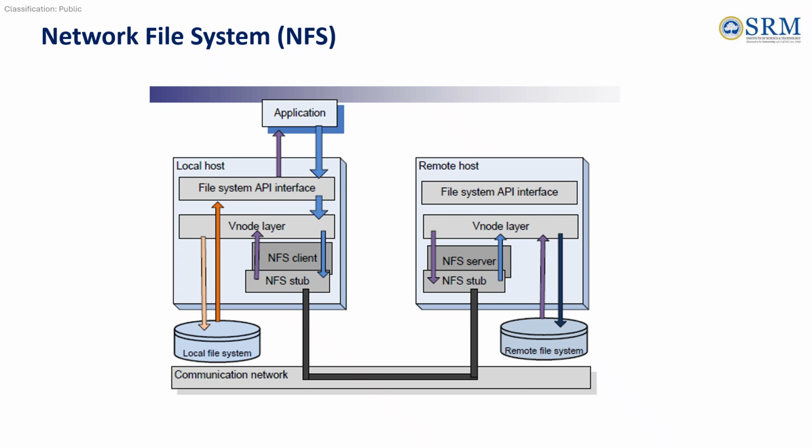On the server side, the NFS server receives the request and interacts with its local file system where the actual shared files are stored. After accessing the required file or data, the server sends the response back through the network to the client system. Finally, the requested file becomes available to the application running on the client host. So even though the file physically exists on a remote server, the client system can access it in a seamless manner, almost like a local file. This is the major advantage of the network file system.